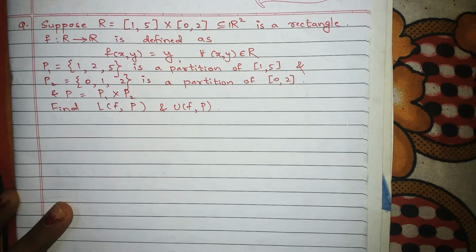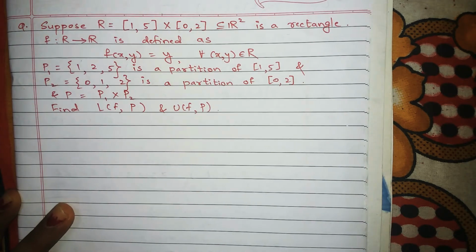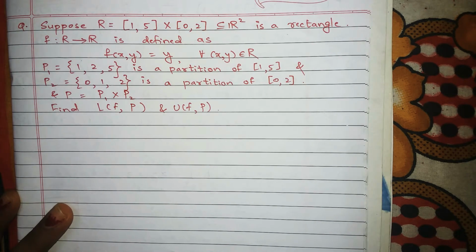Hello everyone. In this clip I am going to explain how to find lower sum and upper sum of a function with respect to partition in R2 with using one example. What is this example?